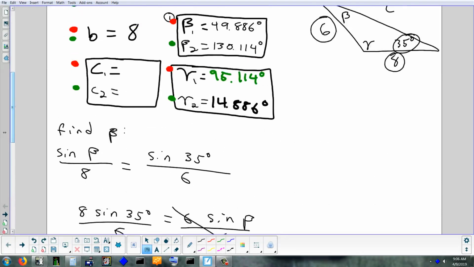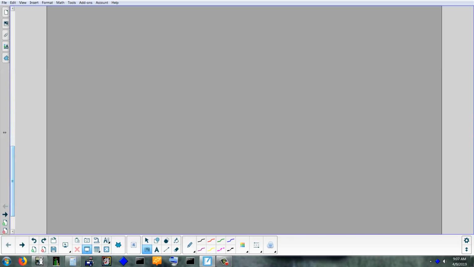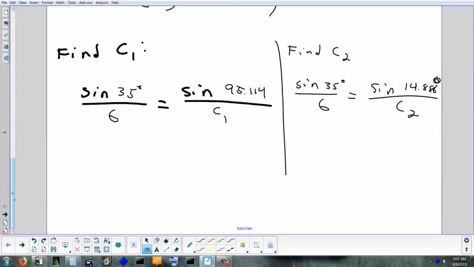And now we got to find C2. So Jasmine, what angle will help us to find C2? Gamma 2. Yes. To find C2, use gamma 2. Use the one that's right across from it. So sine 14.886 over C2. Right. Now let's cross multiply on each one of them.